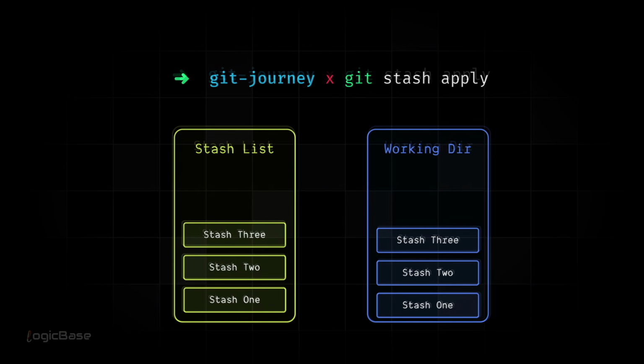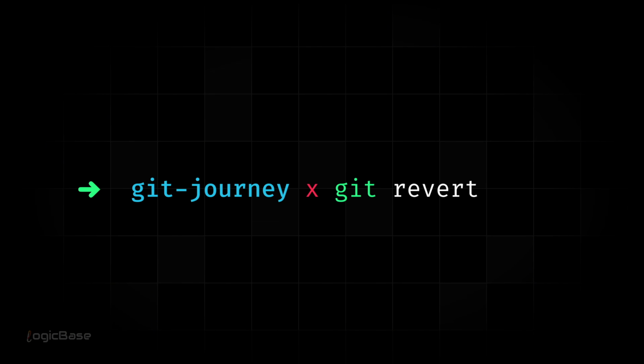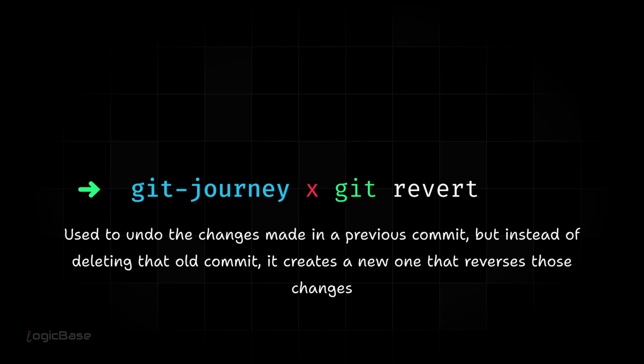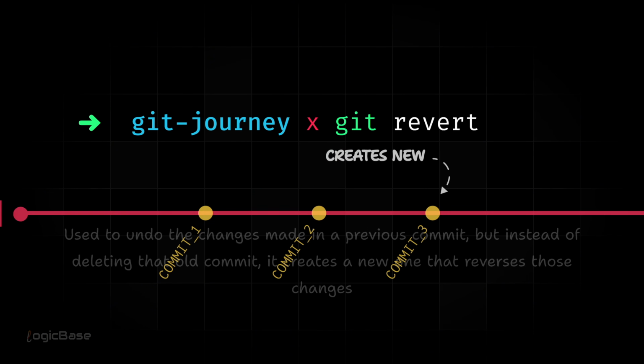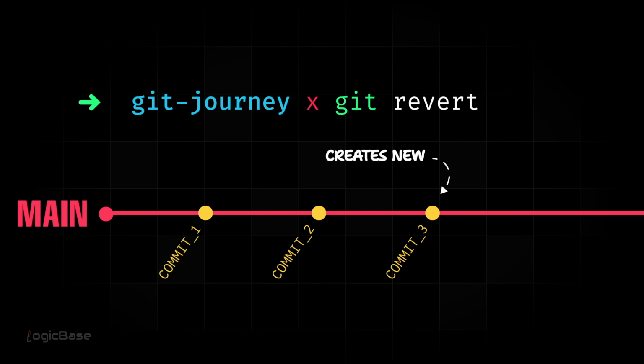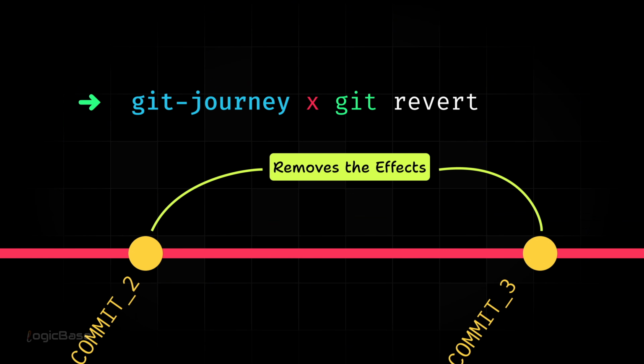Now, let's talk about git revert. The git revert command is used to undo the changes made in a previous commit. But instead of deleting that old commit, it creates a new one that reverses those changes. In other words, it cancels out the effects of a previous commit while keeping the project history completely clean and traceable. That's why it's called revert, because it doesn't delete any commit. Rather, it creates a new commit that brings back the project to its previous correct state. Simply put, git revert means fixing an old mistake without erasing it.